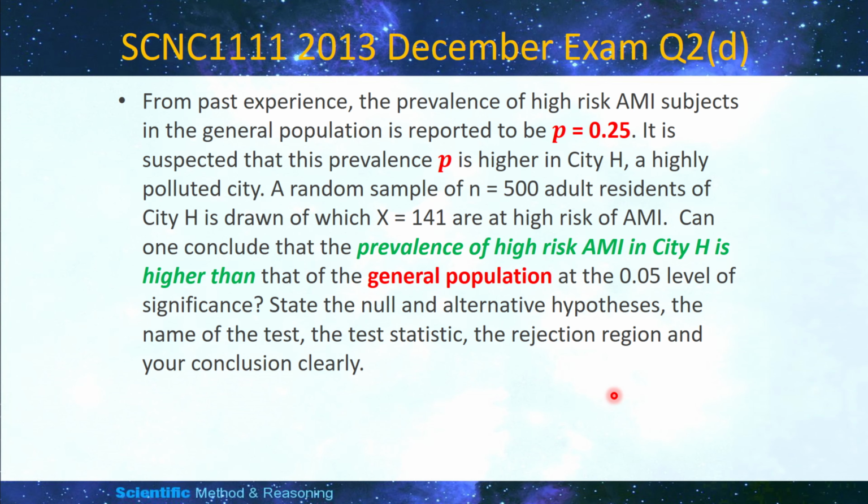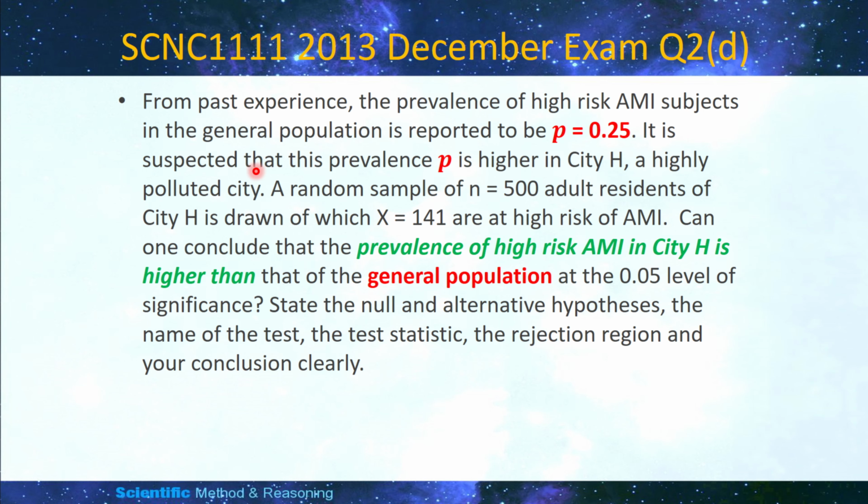To give you an example about hypothesis testing, let us take a look at an example from a past examination question. It says that from past experience, the prevalence of high-risk AMI, acute myocardial infarction subjects, which is some sort of heart disease, in the general population is reported to be p equals 0.25. The population proportion is reported to be 0.25.